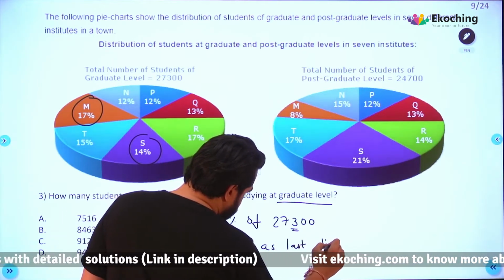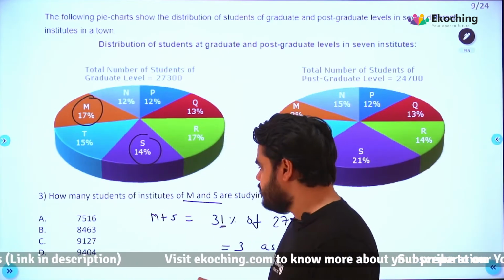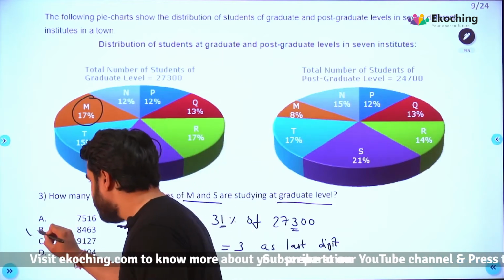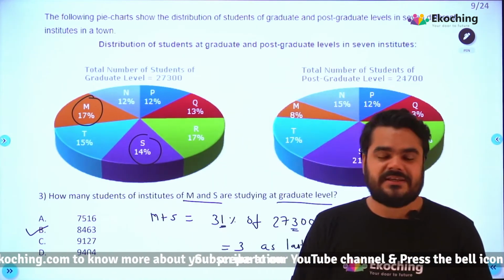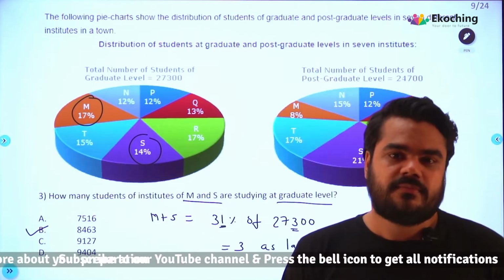Last digit or unit digit, you can say whatever you want. Do I have any option, or any single option, with 3 at the end? Yes, I do. That is my answer. This becomes so easy, guys. This is so easy. This is amazing logic.